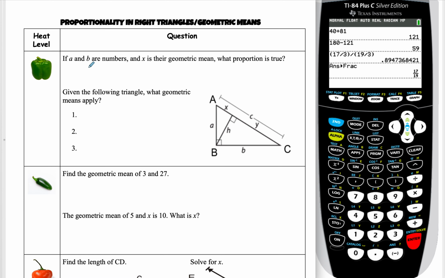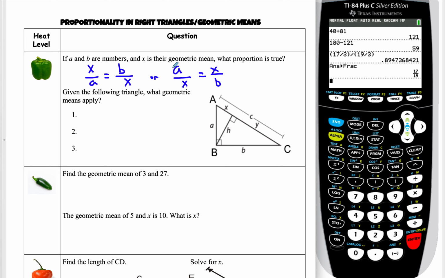Okay, so in general, if a and b are numbers and x is their geometric mean, the following relationship holds. x is to a as b is to x. Or, equivalently, a is to x as x is to b. These are literally the same. You can always flip both sides, right? I could put b here and a there. Doesn't really matter.